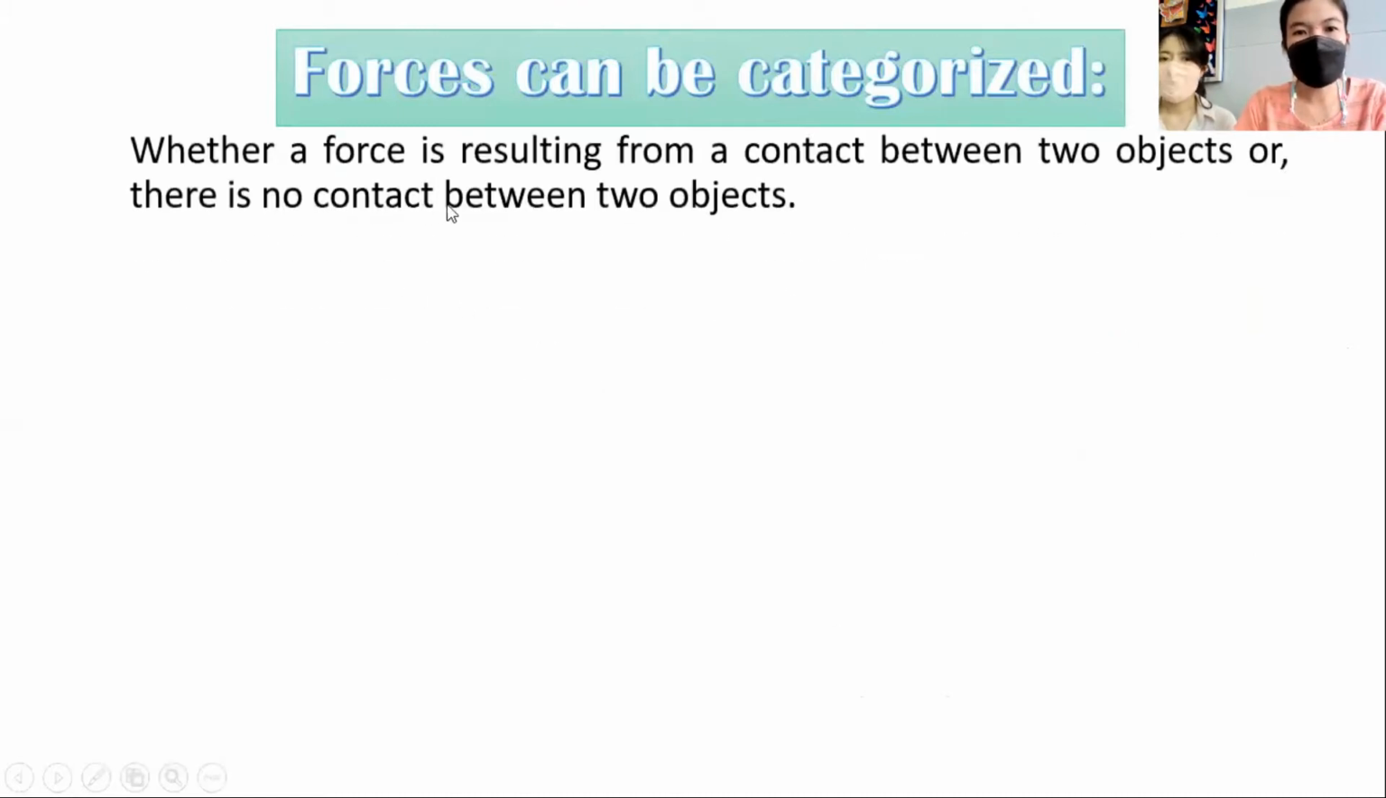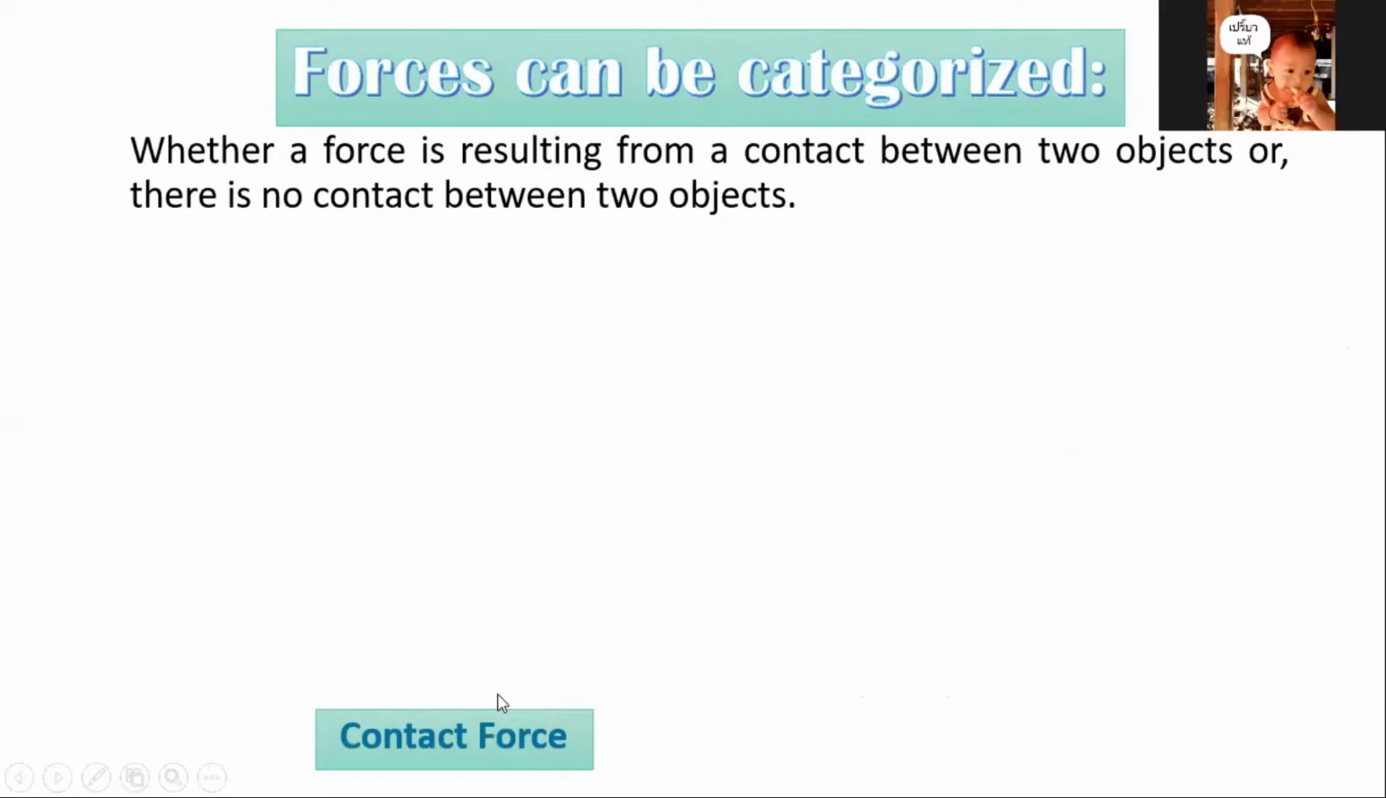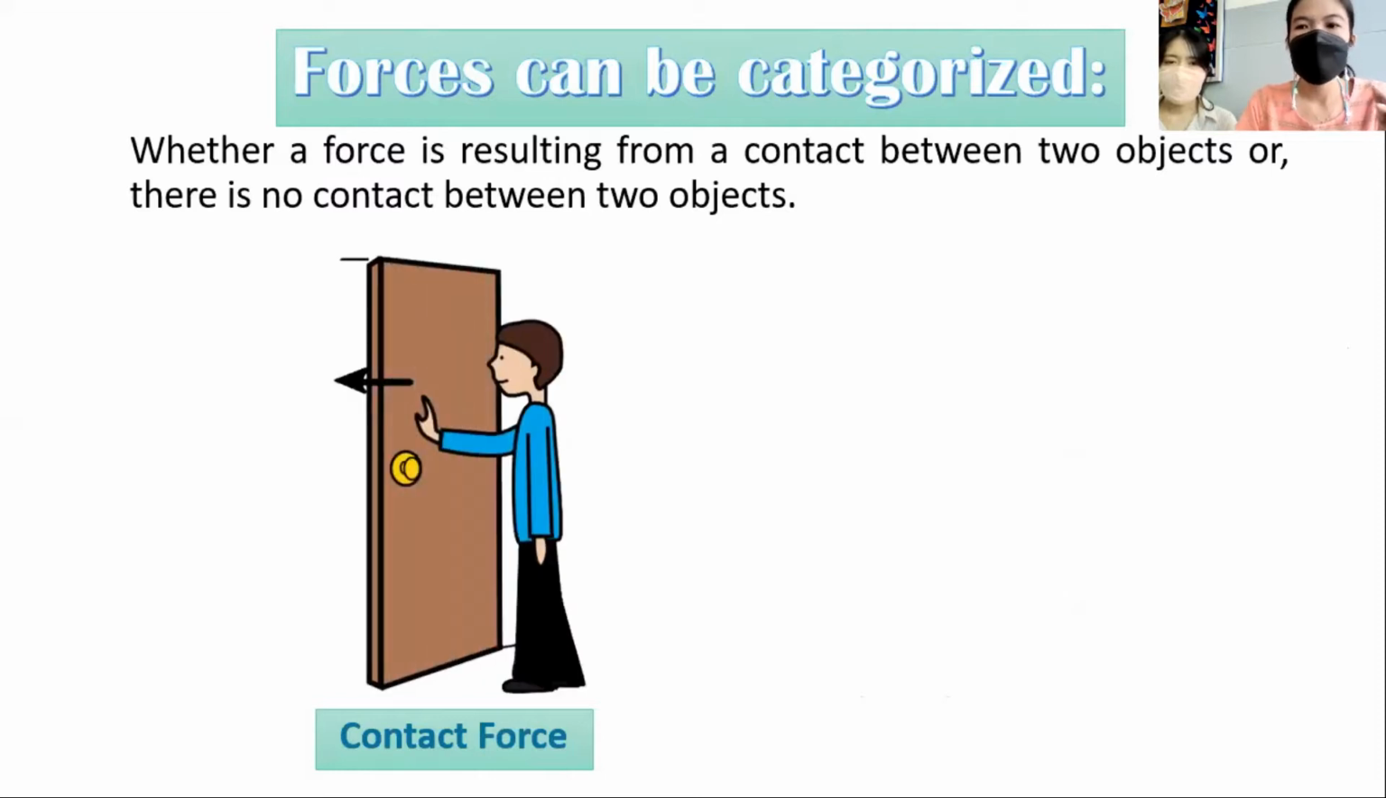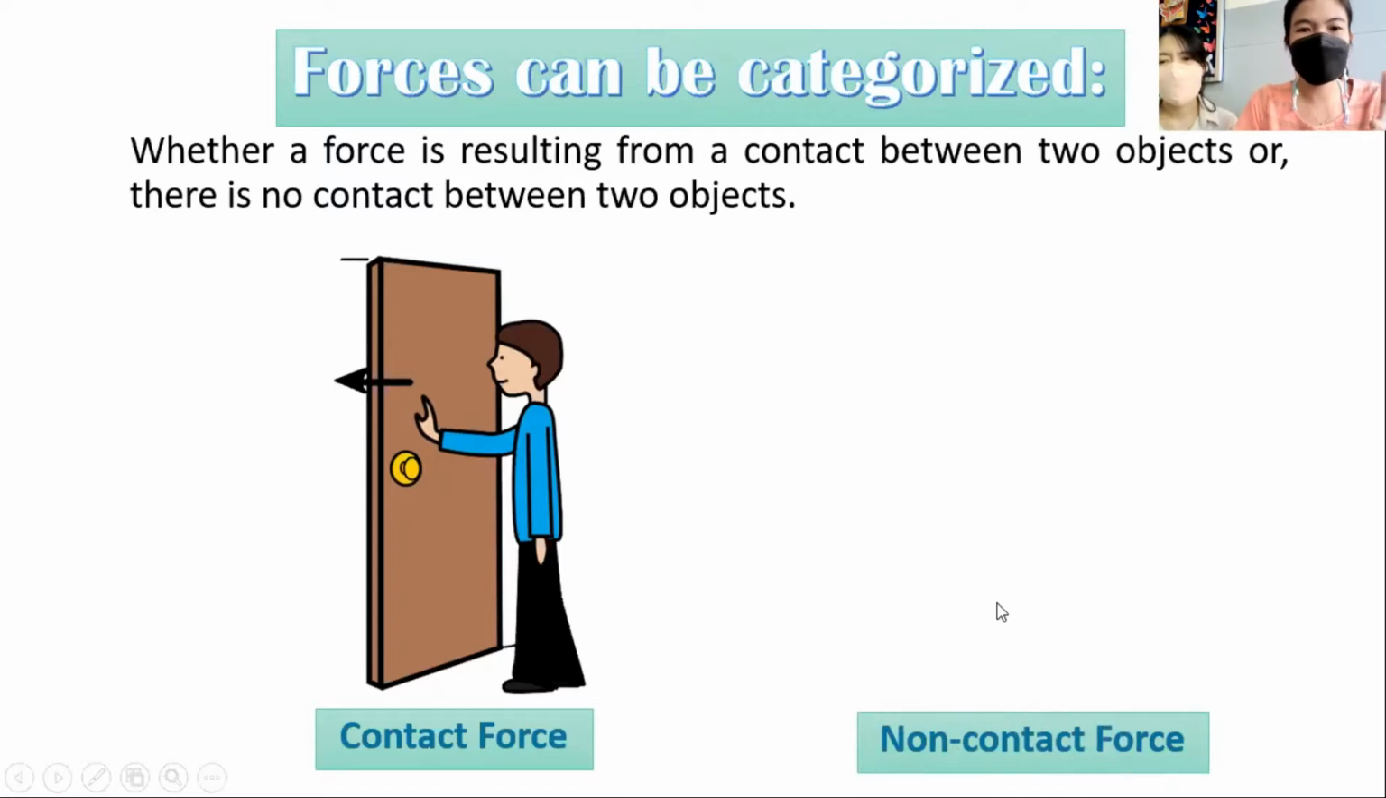Forces can be categorized by whether a force results from a contact between two objects or there is no contact between two objects. First, we have the contact force. An example of contact force is closing a door. With contact force, you are touching the object. And the other type is the non-contact force.